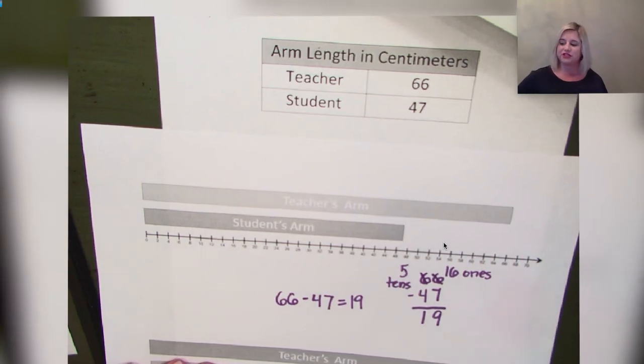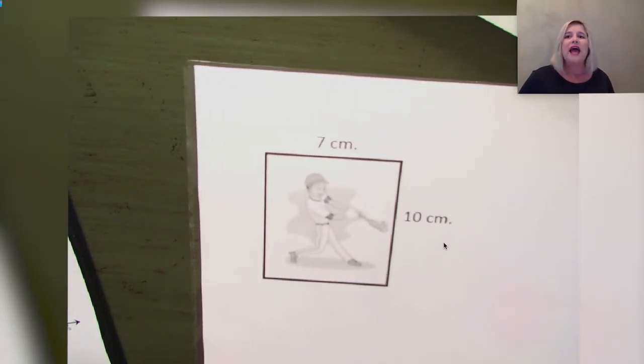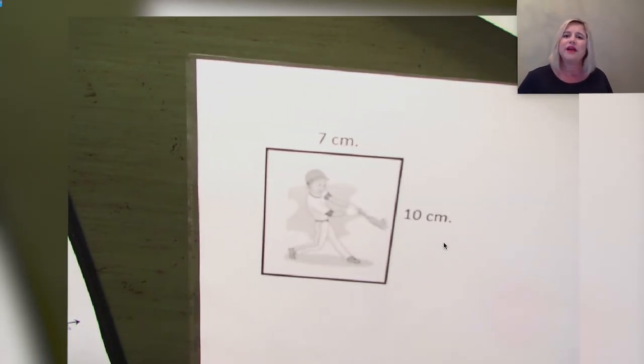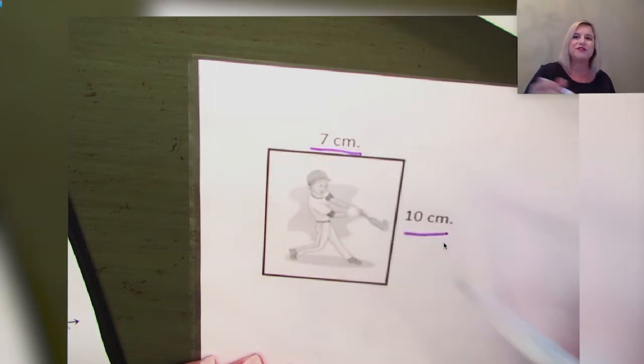So this next picture we have is Julian collects baseball cards. How can we find the distance around the outside of this card? Draw and label this card on your paper. How many sides does the card have? Way to be looking. The card has 4 sides. How long is the card? Excellent. The card is 10 centimeters long. And how wide is the card? Right again. The card is 7 centimeters wide.